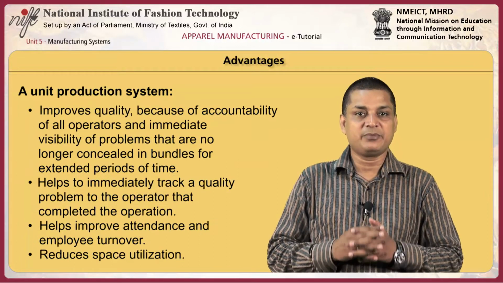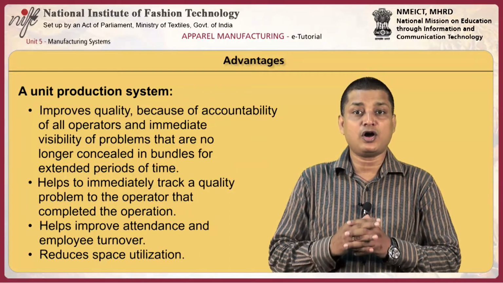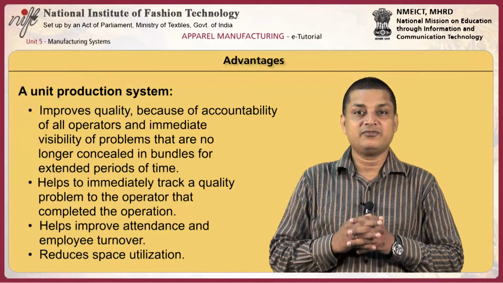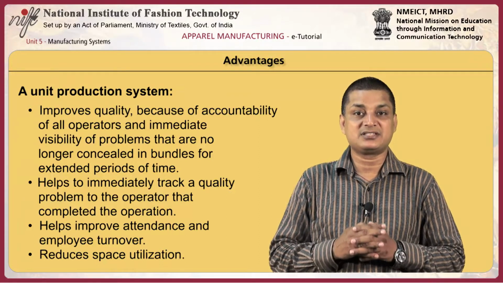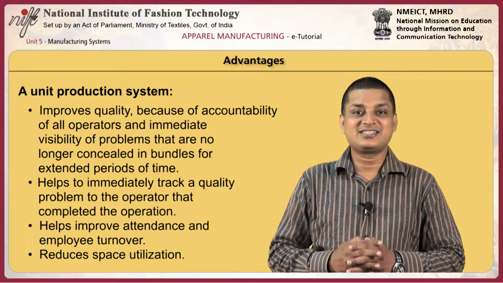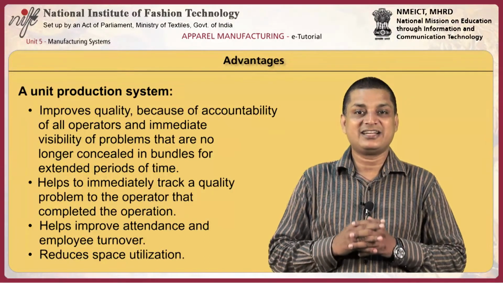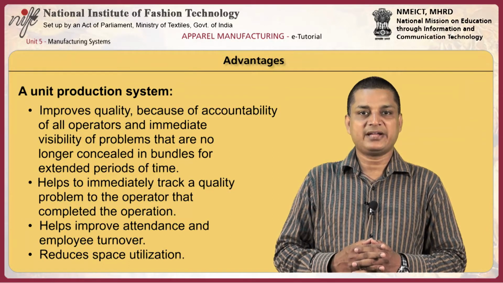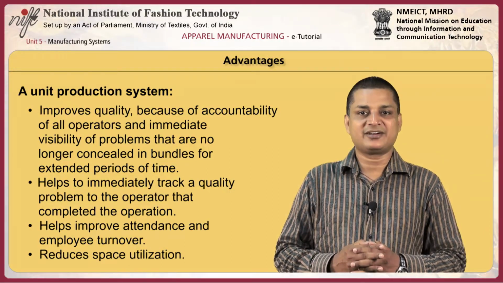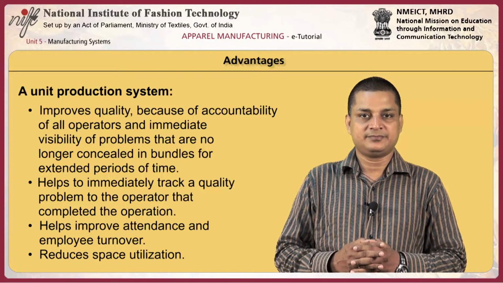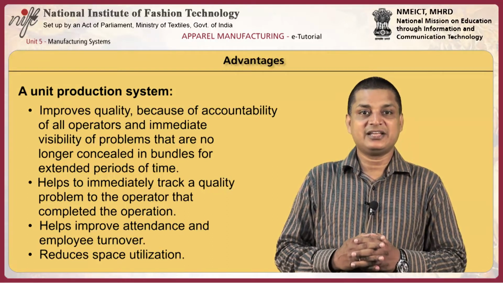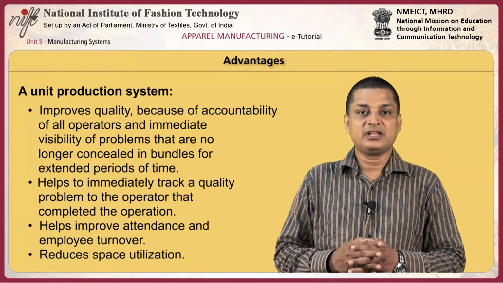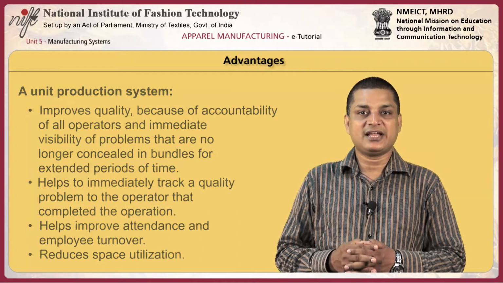Quality is improved because of accountability of all operators and immediate visibility of problems that are no longer concealed in bundles for extended periods of time. The central control system makes it possible to immediately track a quality problem to the operator that completed the operation. Other benefits that are realized are improved attendance, reduced employee turnover and reduced space utilization.